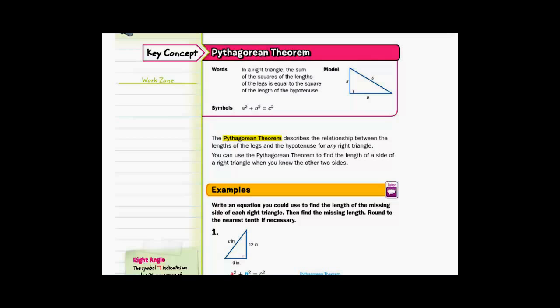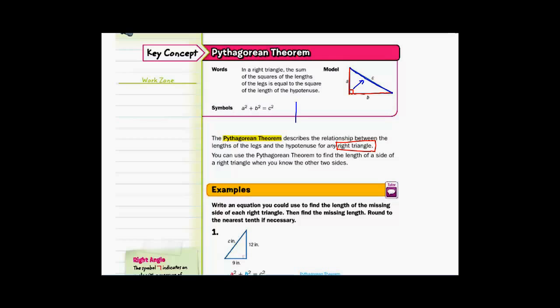Let's get serious. Pythagorean Theorem describes the relationship between the lengths of the legs and the hypotenuse for any right triangle. So, that is noteworthy in and of itself. It only applies to right triangles. And you know it's a right triangle if it has that little box in the corner. Okay? Talks about the legs. The legs are actually the sides that touch the right angle. Those are the legs. The hypotenuse, big ugly word for the side that is opposite them. Hypotenuse is always the longest side.